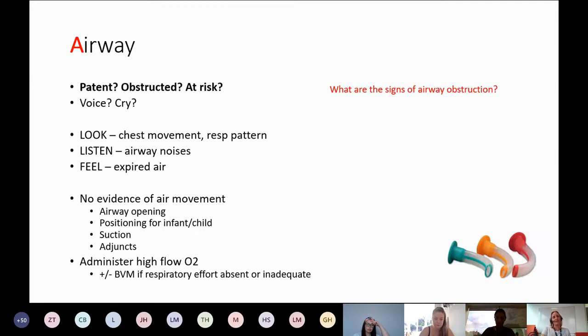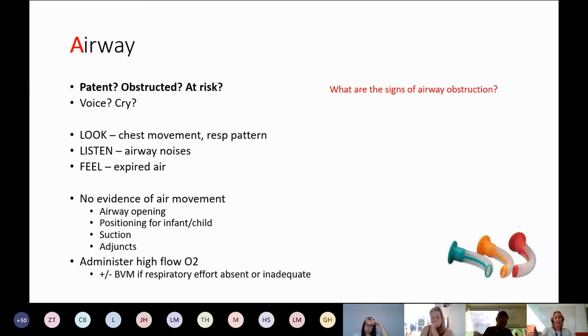So when we first assess a child, when we go up to a child or a baby, if they've got an audible, loud voice, a strong cry, and they're conscious, we can be reasonably happy that they have an airway that at the moment is patent. But if we're not happy with that, how do we go on and assess to find out what's going on with their airway? We do that by looking, we do that by listening, and we do that by feeling.